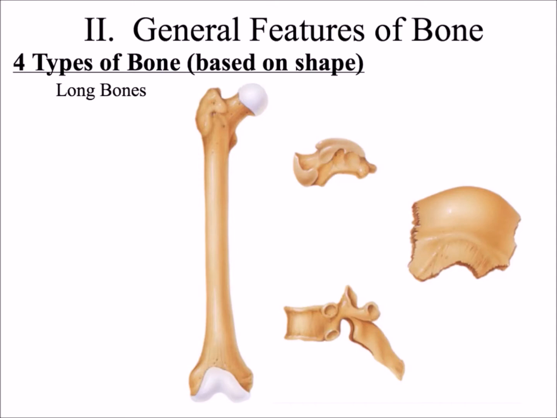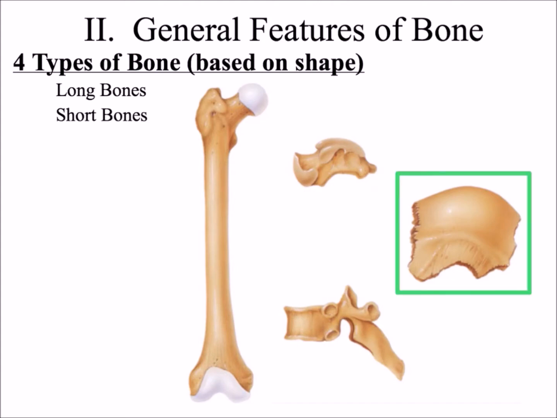The second classification of bone is a short bone. We classify a short bone as being as tall as it is wide. Examples of short bones would be bones of the wrist, or carpals, or bones of the ankles, also known as tarsals.